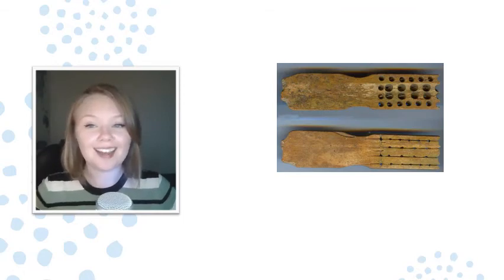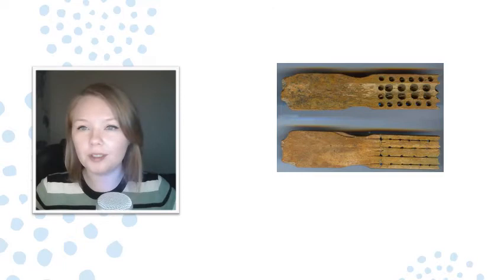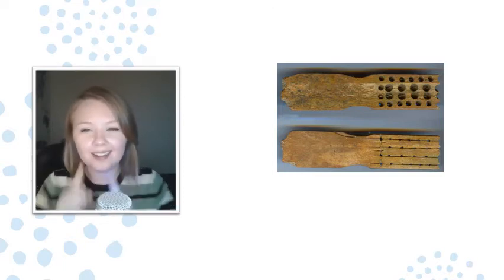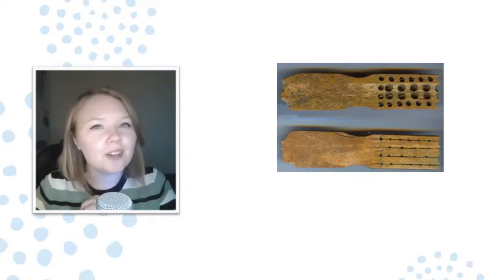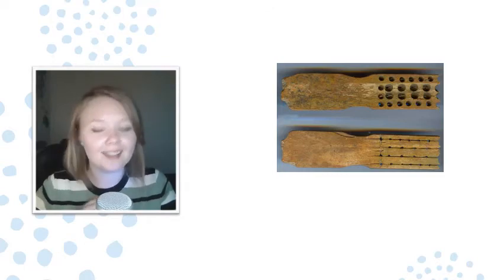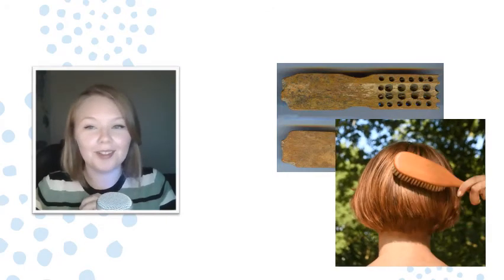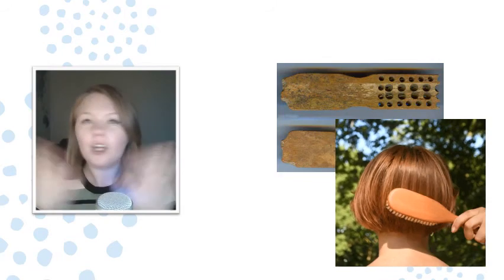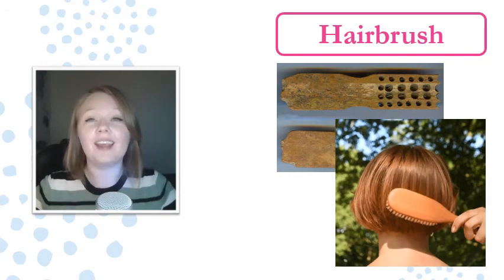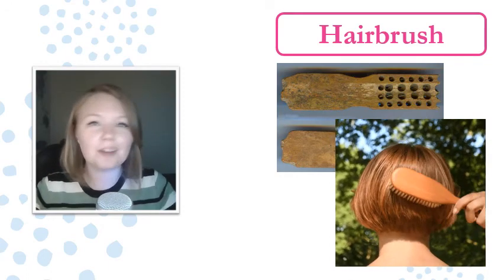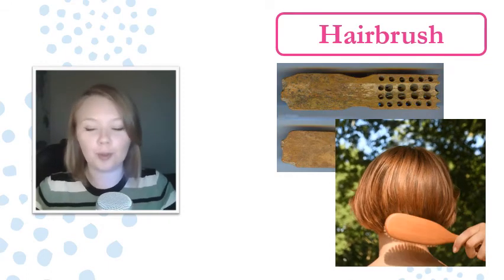Here is an ancient one of these. We see it looks very old. There are holes in there and there are some things sticking out of them. Can you guess by looking at it what it is? Here's what one would look like today. We do not call this a comb. This is a hairbrush, and it's something we can see all throughout human history.